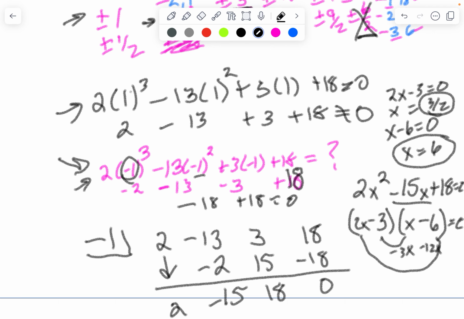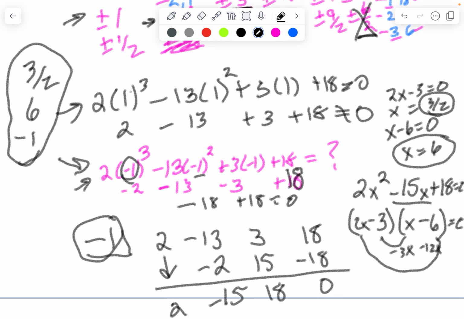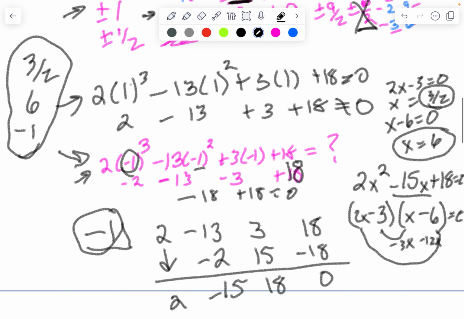So now we know all three of our roots. Our roots are 3/2, which was on our list, 6, which was on our list, and negative 1, which was on our list. So all three of them happen to be on our list. They could have been imaginary. They could have been irrational. We don't know until we dive into this. But for now, you're probably going to find on every single one of these that I give you, at least one root that works.